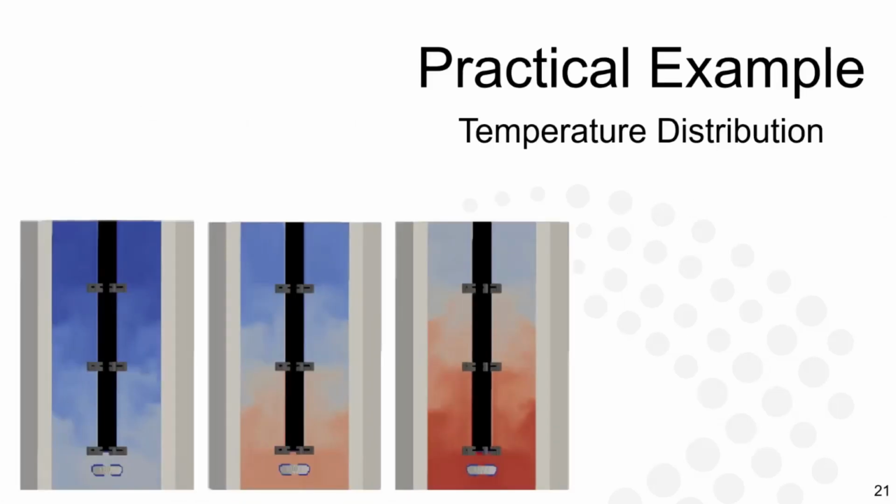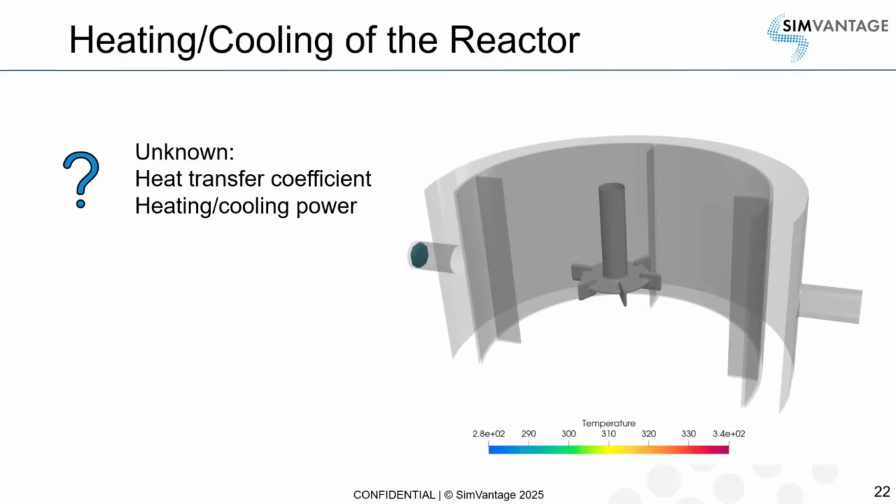Another practical example is the temperature distribution. And the problem with the temperature distribution in simulations is that if you only simulate the reactor, you don't know the heat transfer coefficients from your heating jacket into the reactor, and also from the reactor wall into the fermentation broth, for example. And therefore, you also have to know the heating and cooling power of your jacket, and oftentimes this is not known because you don't have enough sensors.